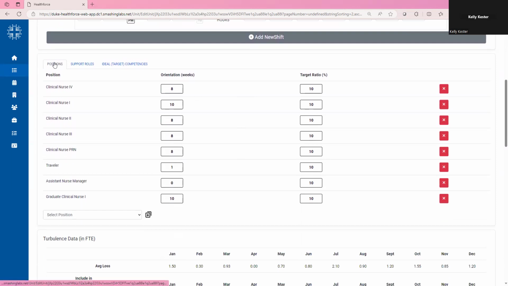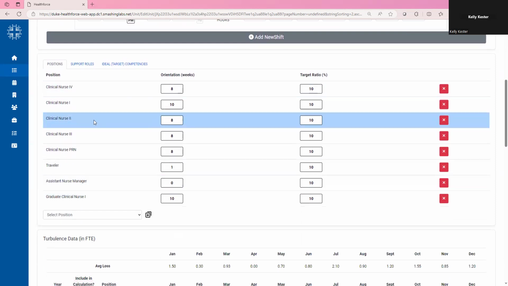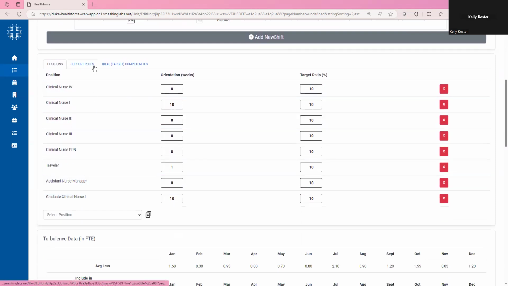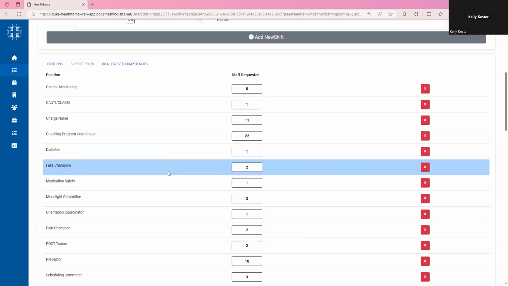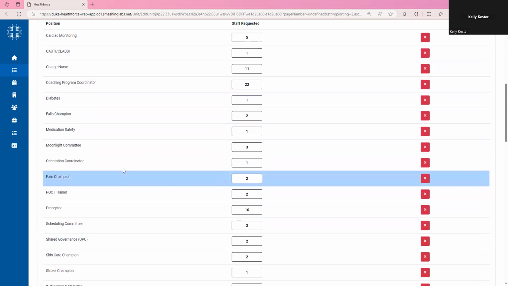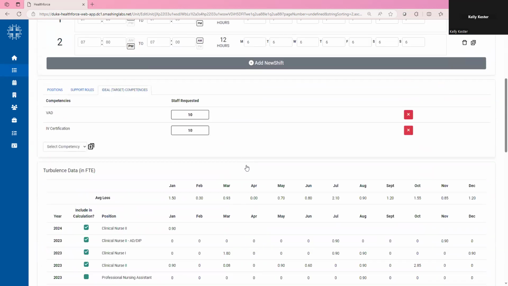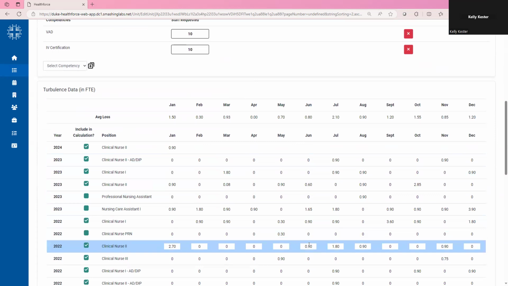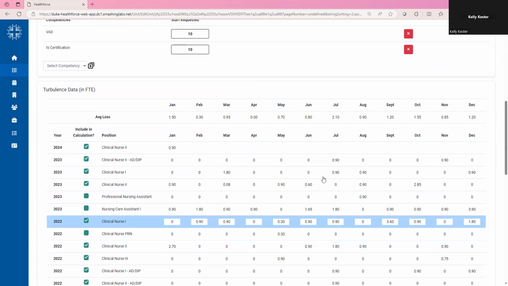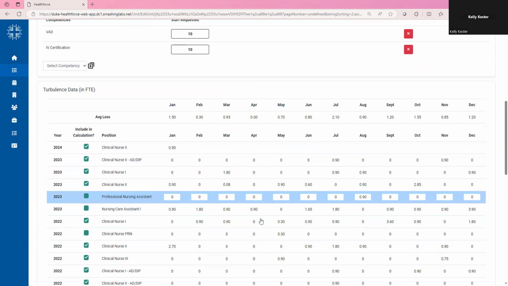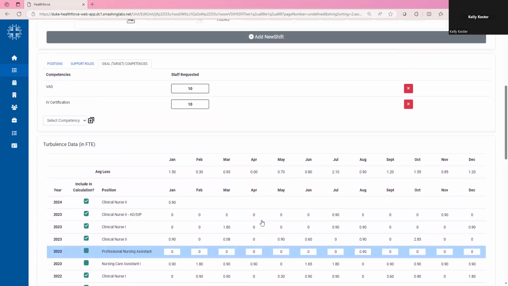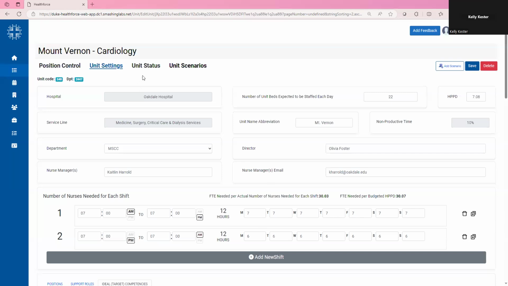We can also then estimate the length of orientation by role, which helps us determine when someone joins your team, at what point will they be fully functional. We can also include things like which competencies or committees or champion roles are most important to your area, along with clinical competencies. We embed various variables, including historical turbulence data to help predict how many FTEs you're going to lose in the future. We might not know who's going to leave, but we do have a good understanding of how many FTEs you're likely going to lose based off of this historical data.